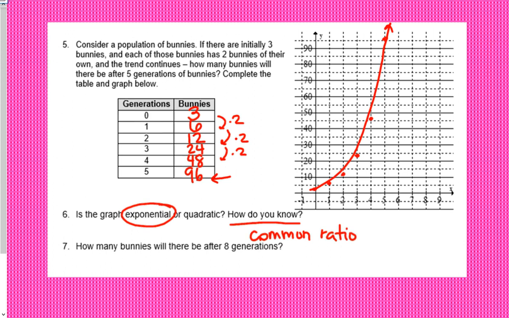How many bunnies will there be after 8 generations? Well, you can just keep that pattern going. If at 5 there was 96, well then I double it again. So at 6 we would have 192. Then at 7, multiply that by 2, we'd have 384. Then 8, our winning number that we're looking for, would be 768. That's how many bunnies we'd have, just 8 generations later. People say they're reproducing like bunnies, it means there's a lot of bunnies.